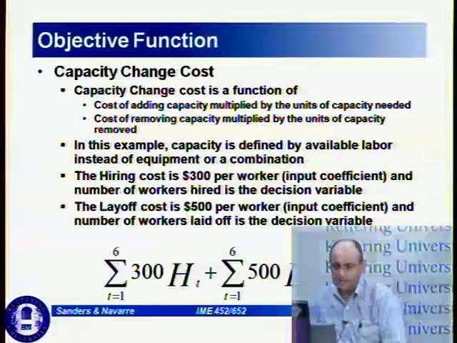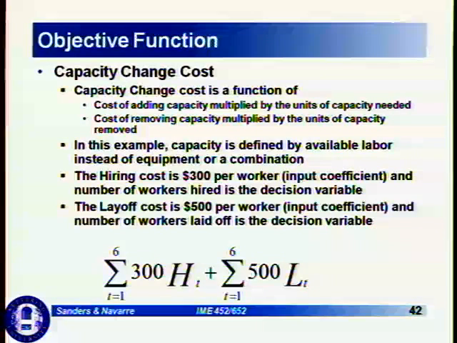Our capacity change cost is a function of adding capacity multiplied by the units of capacity needed and the cost of removing capacity multiplied by the units of capacity removed. So in this example, capacity is defined as the available labor instead of equipment or some combination of the two. So hiring cost is defined as $300 per worker. That's an input coefficient.